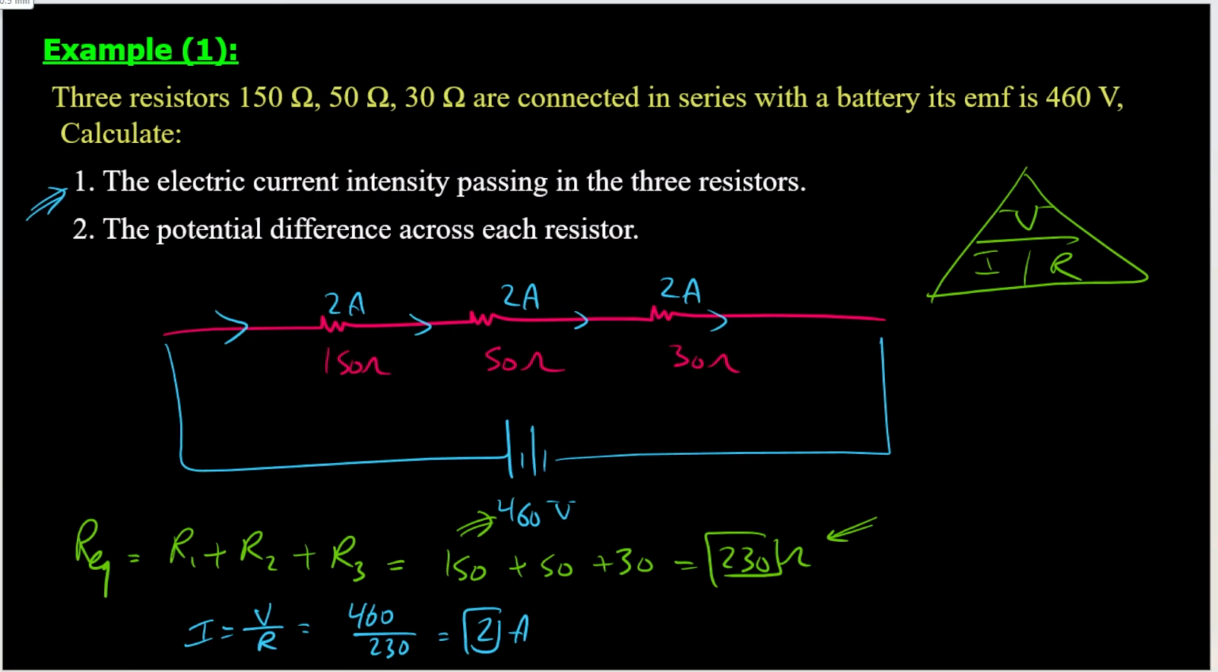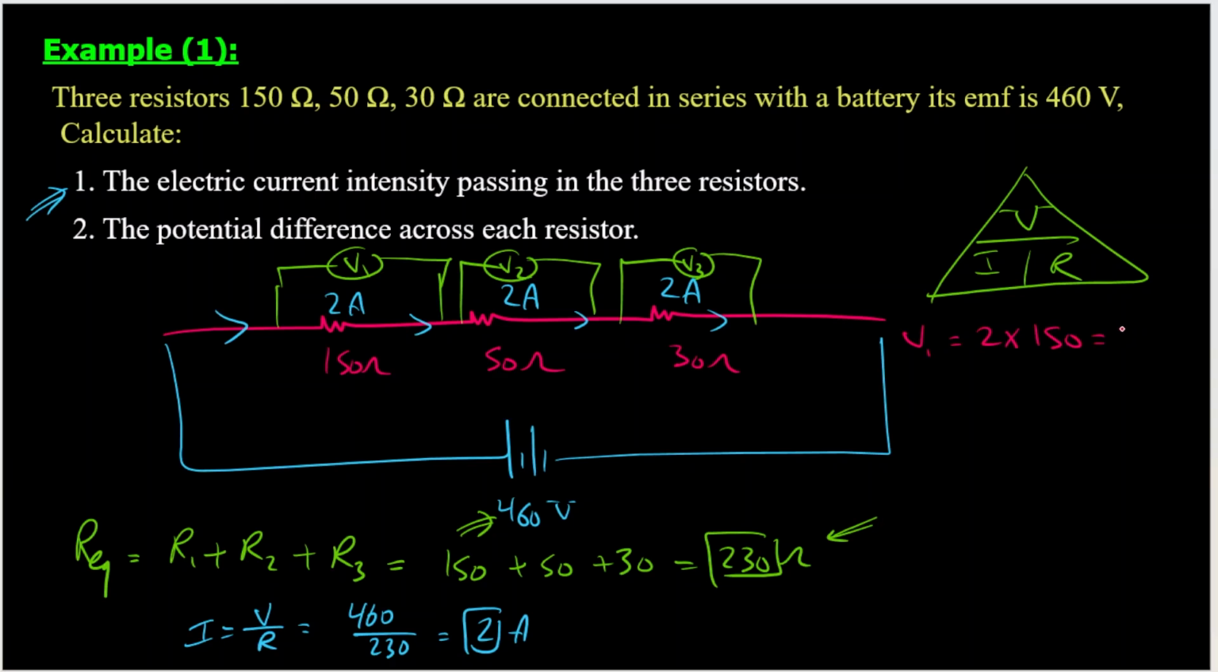Number two, the potential difference across each resistor. If you connect a voltmeter parallel to each resistor, you can calculate the reading of each voltmeter. So the reading of V1 is equal to I, which is 2, times R1, which is 150, so it will be 300 volt. The reading of V2 will be I, which is 2, times R2, which is 50, so it will be 100 volt.